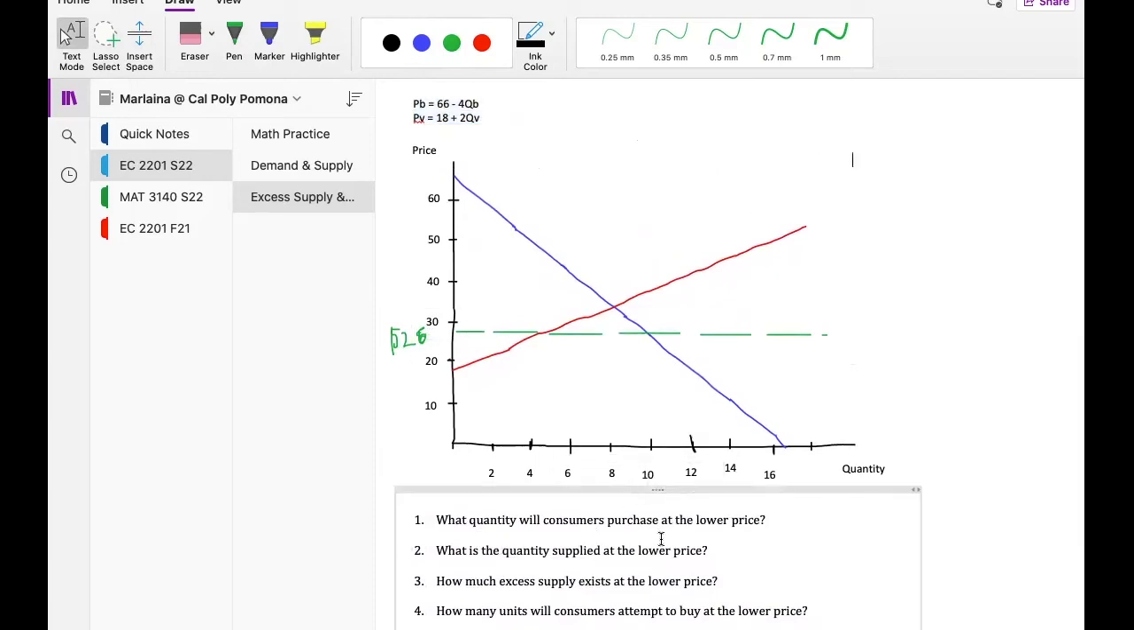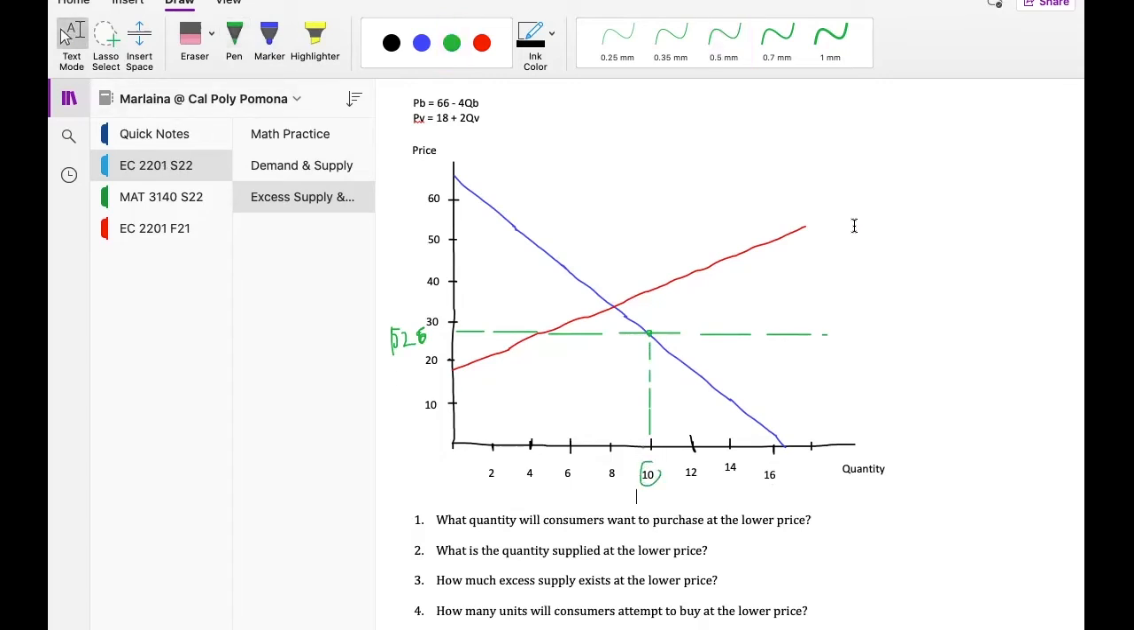So what quantity will consumers purchase at the lower price? Perhaps I should say, what quantity will consumers want to purchase at this lower price? So at this lower price, we have the demand curve, we go down to the price of $26. Looks like right about here, consumers are going to want to consume 10 units.